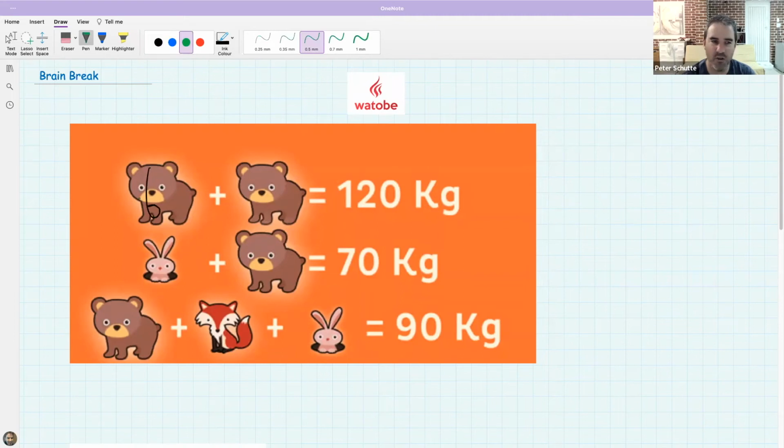Okay, so I see that Rachel has said that the bear is 60. And Shane has said that the bunny is 10. And then what is the fox? So the fox is going to be 20. Yep.